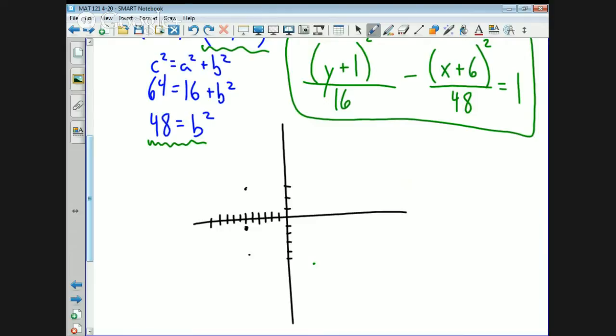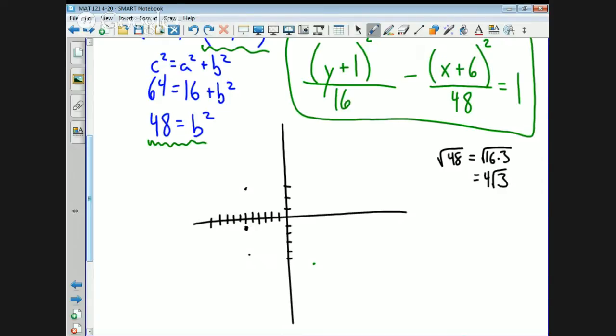Will be a little out of scale, but we'll live. And then the left and right is the square root of what's underneath the x. So square root of 48. I can take 48 divided by 16 and get 3. And this is going to end up being 4 times root 3 out of there.